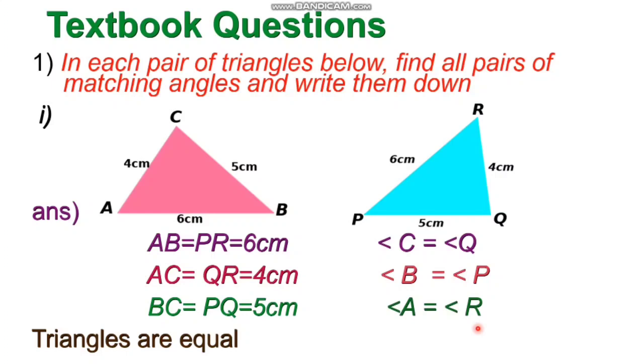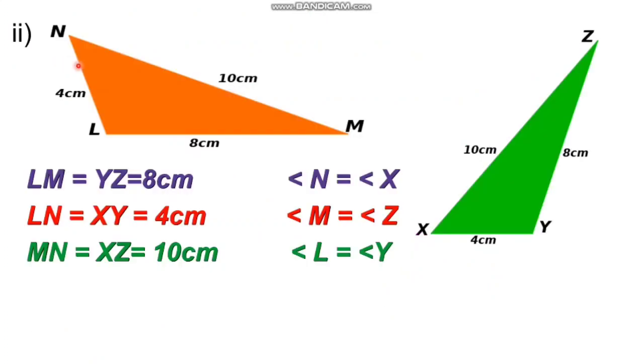Okay. In the first question, there is one more figure given. Triangle LMN and triangle XYZ. Here the sides are given. Length of the sides 8, 10 and 4. We can see the same 8, 10 and 4 in triangle XYZ also. From the figure we get the two triangles are equal triangles because the three sides of triangle LMN and three sides of XYZ are equal in length. So we got they are equal, same as the above question.